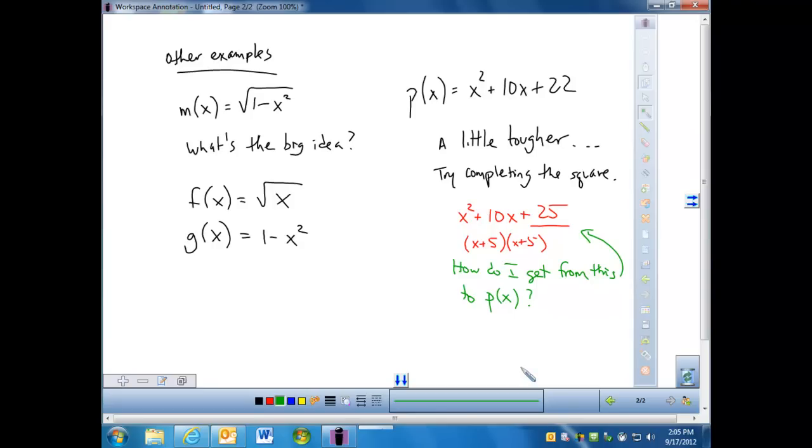So if my f of x is the main idea, what's the main idea? x plus 5 times x plus 5. If that's x minus 3, I should be able to plug in x plus 5 into that, and I get my answer.